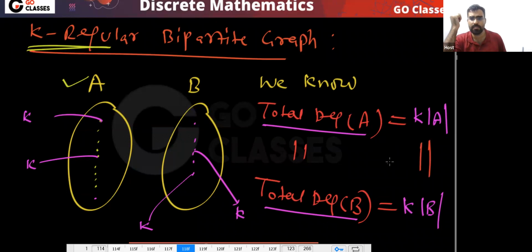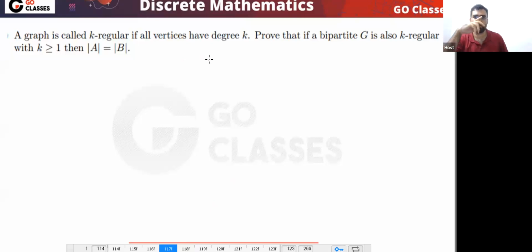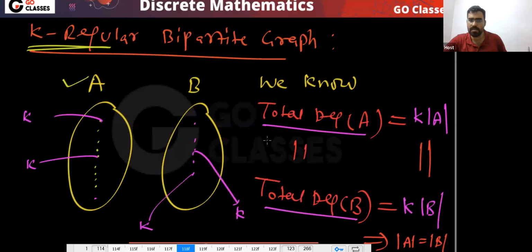They should be same. So what does it mean? If I put them same, then it means their cardinality must be same. These two parts have same cardinality. Yes or no? So very simple. This type of question they can ask, like bipartite K regular. You have a K regular bipartite graph. Because it is bipartite, total degree of A will be equal to total degree of B. And because it is K regular, every vertex has degree K. Is this proof clear to everyone? K regular bipartite graph. Very simple proof.